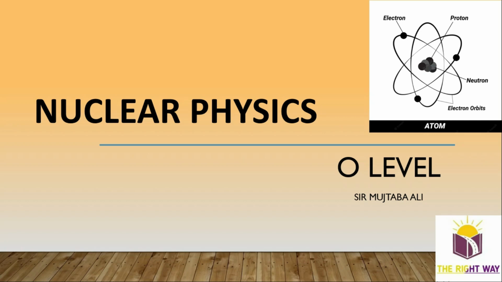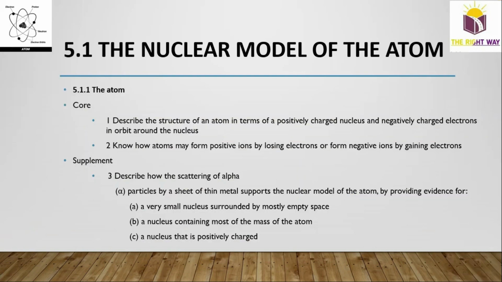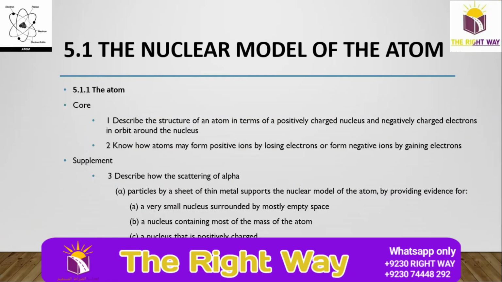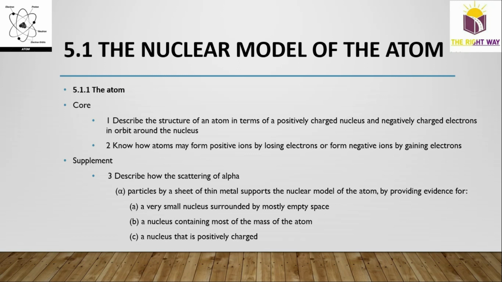Today we are going to discuss the topic nuclear physics of O level. In this topic, first of all, we will discuss the atom. In the core subject, we are going to describe the structure of the atom in terms of a positively charged nucleus and negatively charged electrons in orbit around the nucleus. Number two, know how an atom may form a positive ion by losing an electron or form a negative ion by gaining an electron.